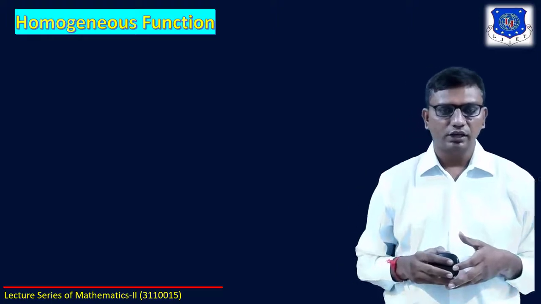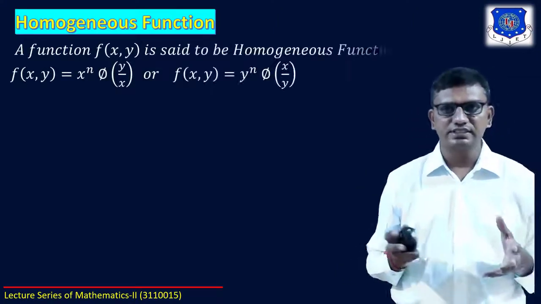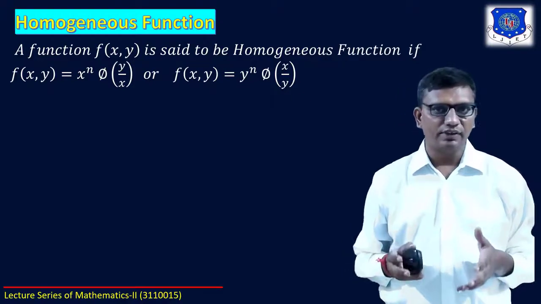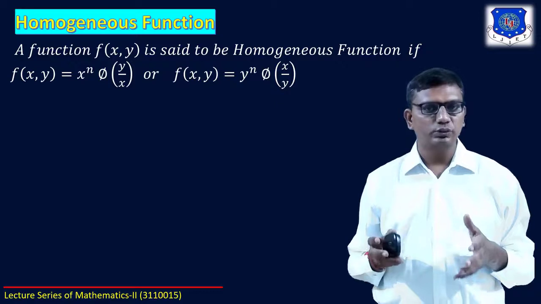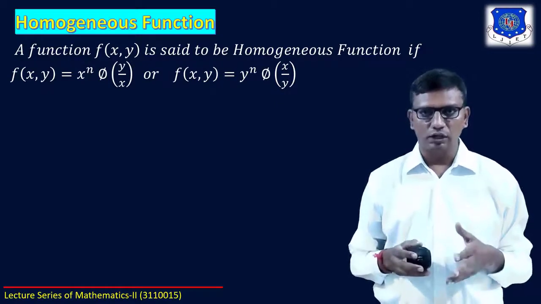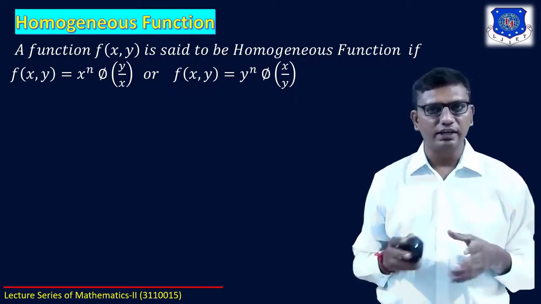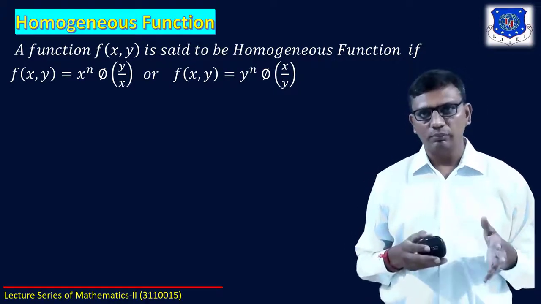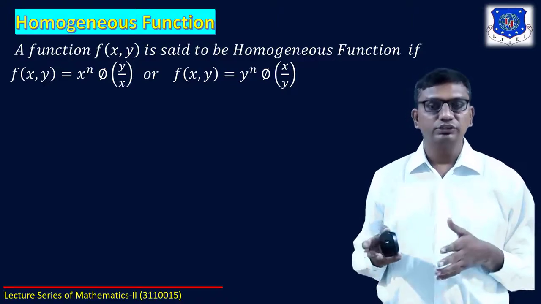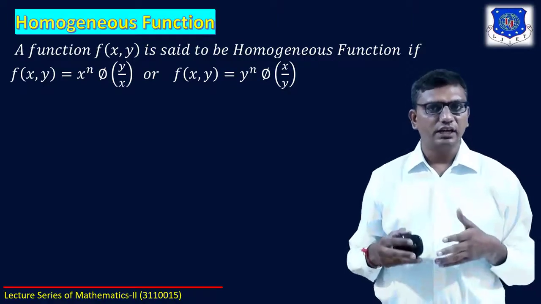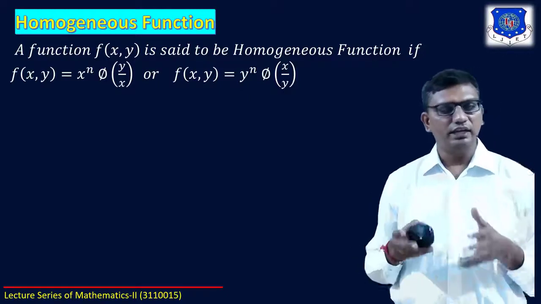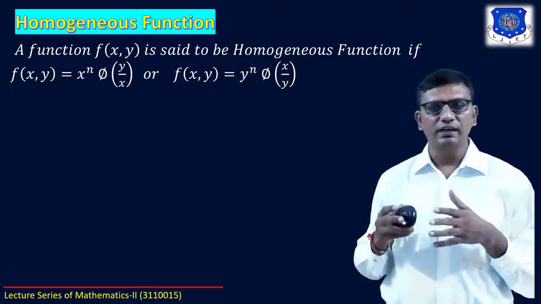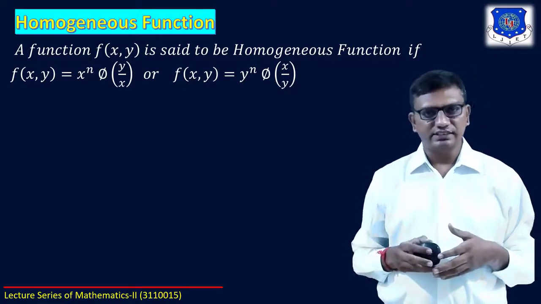A function of two variables f of xy is said to be a homogeneous function if it can be expressed as f of xy equal to x raised to n phi of y by x, or f of xy equal to y raised to n phi of x by y. If we are taking x power common, then our remaining function should be of the form y by x, and if we are taking y raised to n common, then our remaining function should be of the form x by y. Let us see one example.